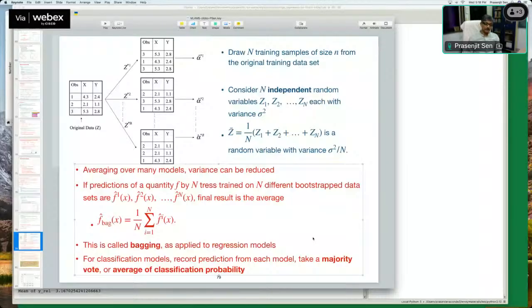That is a crucial point that we have to remember, and it is relevant for the model that we are going to discuss. So the idea is that by averaging over many models, the variance can be reduced.